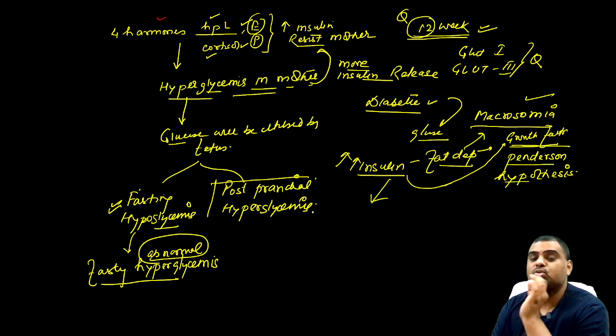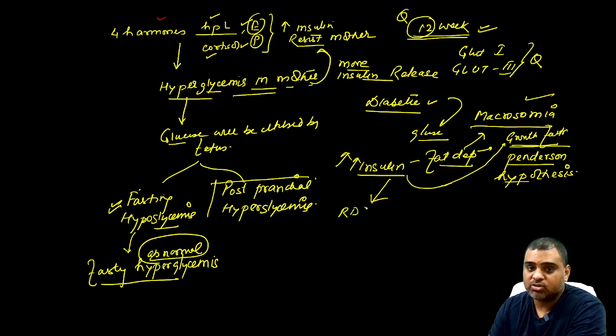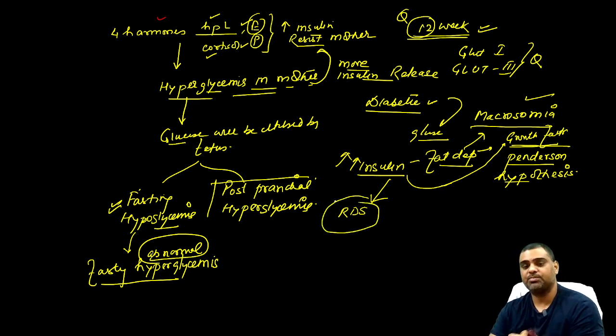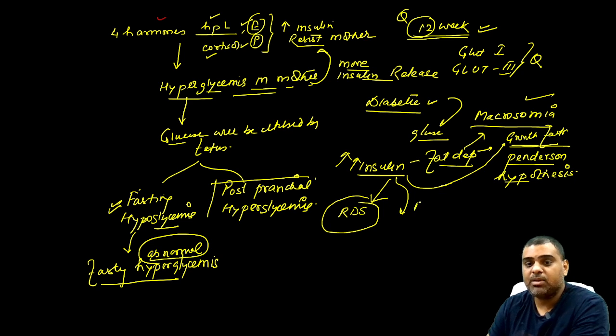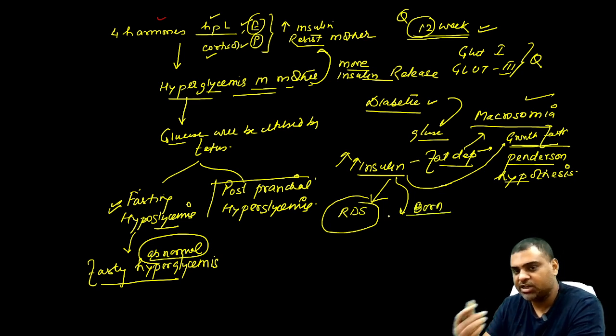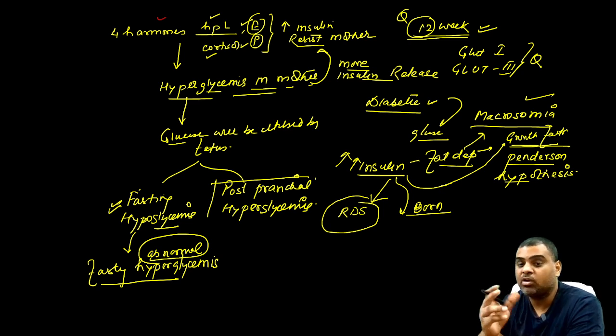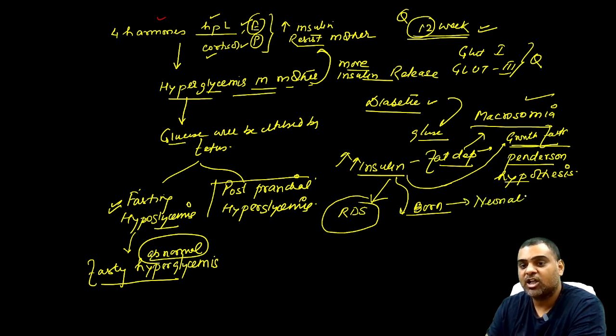This insulin also inhibits, please remember, the surfactant. Thus this baby can also develop respiratory distress syndrome. Now, when this baby is born, please understand, there will be more insulin in his or her blood, but the glucose will not be there because now the connection from the mother is cut. So what will happen? This increased insulin will lead to neonatal hypoglycemia. This you have to understand.